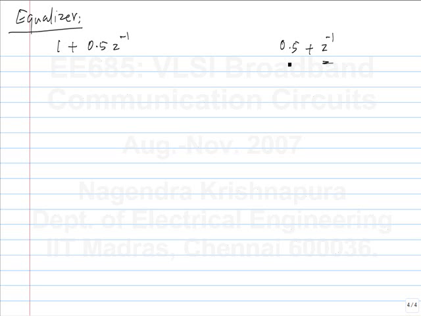Okay. The equalizer for this, I'll write down the answer straight away. I think all of you have got it right. It is 1 minus half Z inverse. Right. And what is it for this? Minus half plus Z inverse? What is it? Minus half plus Z inverse or no? No? Why did you get that?